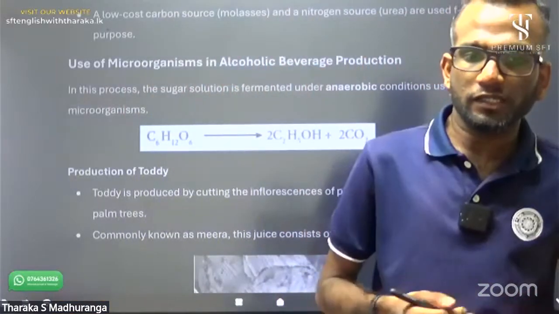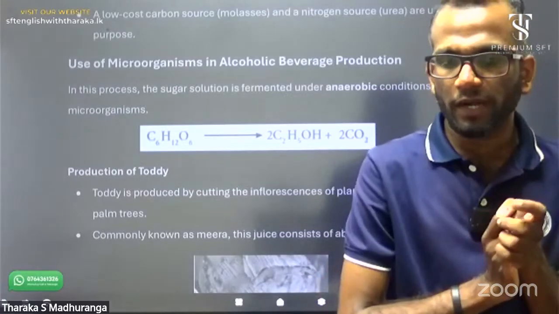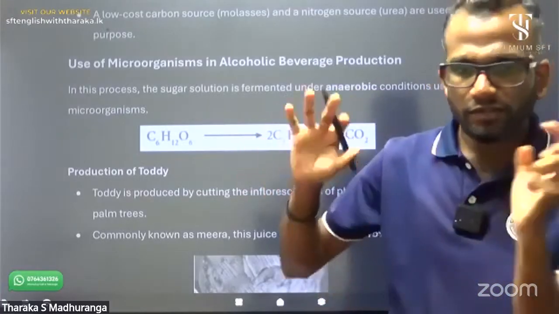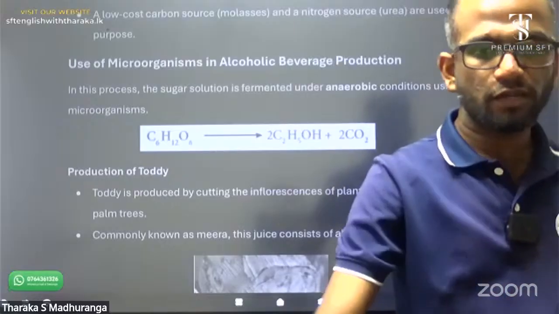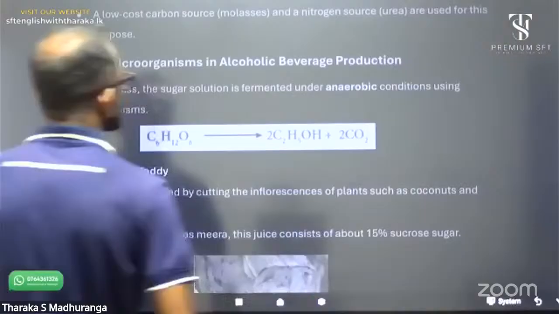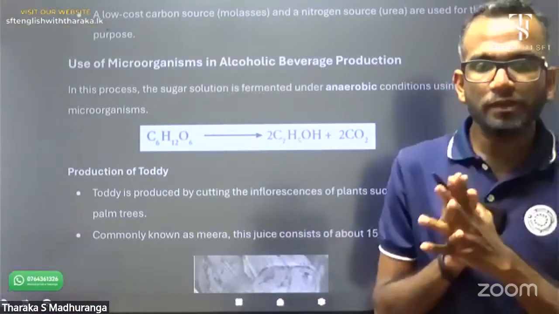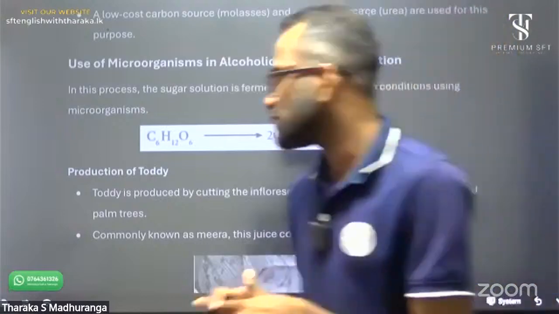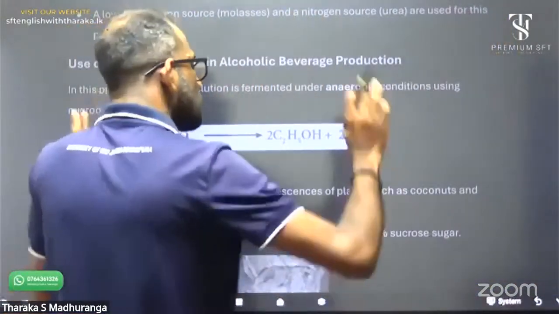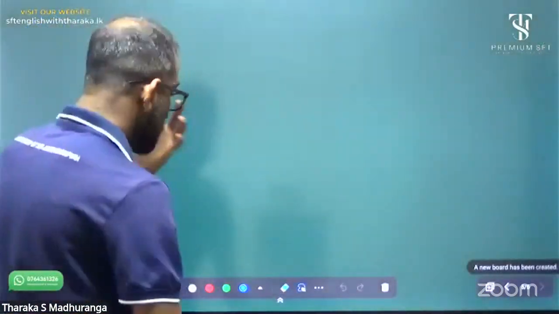Alcohol beverage production, the most important part. Make it very simple. Try to take a short note. Our first alcohol beverage is 2D production. For any alcohol production, we use Saccharomyces cerevisiae types. Saccharomyces cerevisiae means yeast.